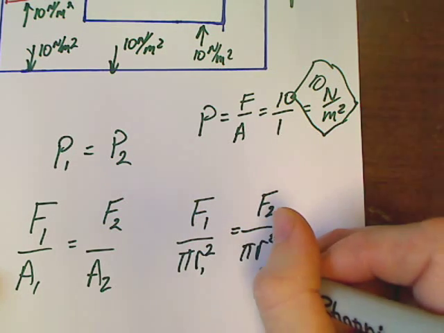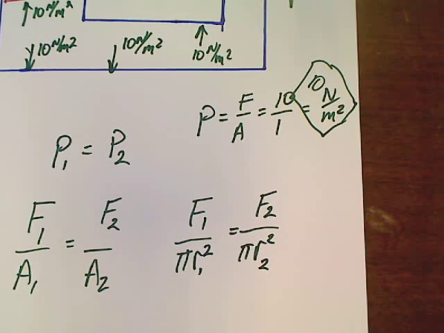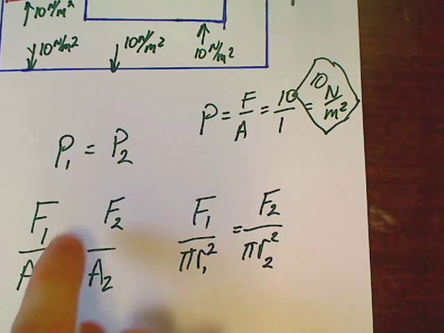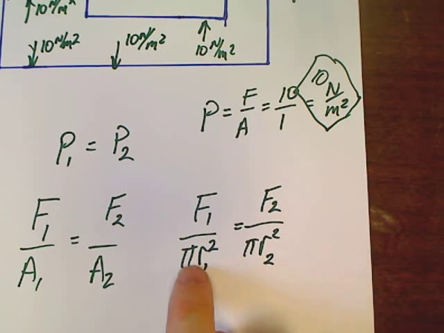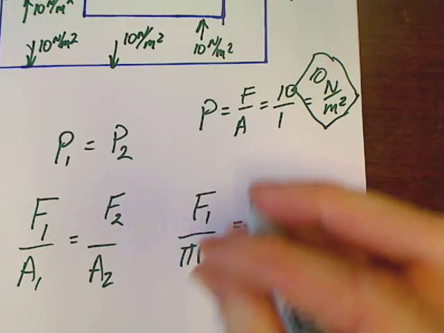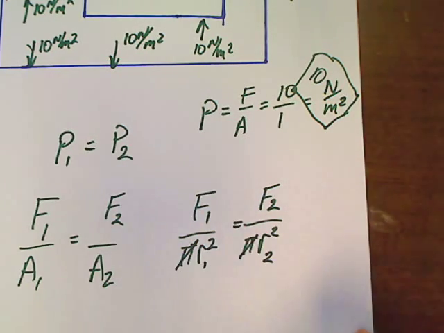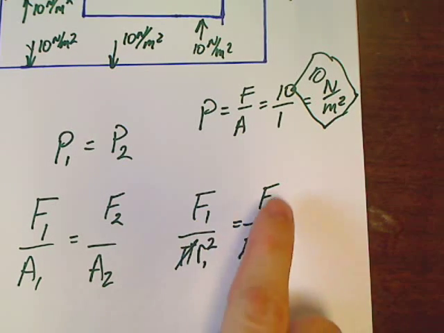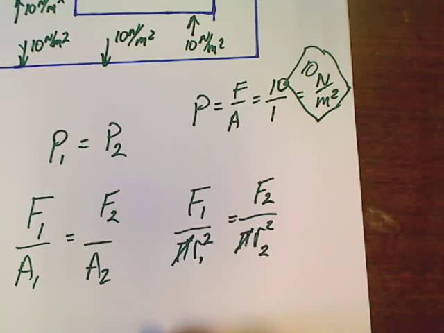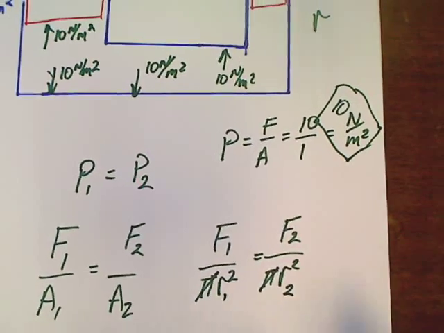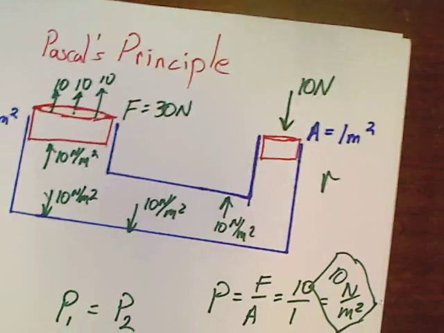And let's put in our 1s and our 2s to make it very textbookish. I'm actually way too lazy. I just write F over A equals F over A. Look what happens to your pi's. You cancel your pi out and you're left with F1 over r1 squared equals F2 over r2 squared. This is all you really need to get started in Pascal problems.